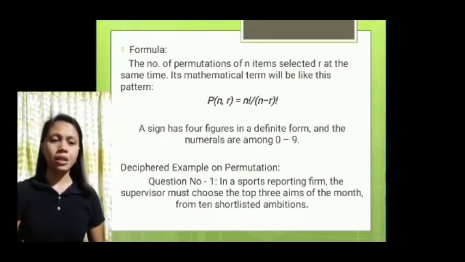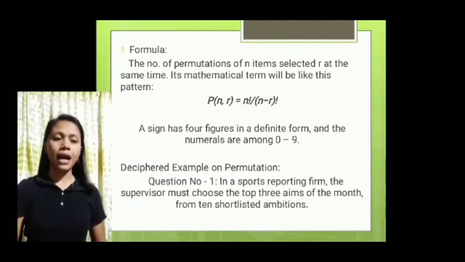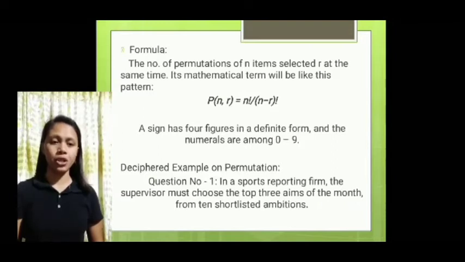Formula: the number of permutations of n items selected r at a time. Its mathematical form is P of n, r equals n factorial over n minus r factorial. A sign has 4 figures in a definite form, and the numerals are among 0 to 9. So here are examples of this report on permutations.